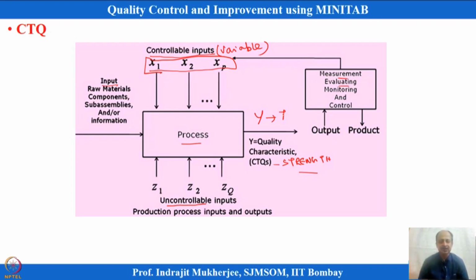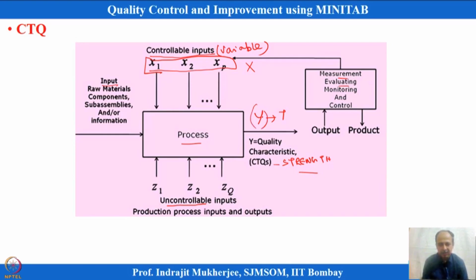So, at the start of the shift you will find that these operators are changing the knobs. If you go to the process at the start, they will see one product, what is the outcome, and then they will make some changes, twist and turn the knobs, or change the settings. So, this x1 to xp what you are seeing is the controllable variables.